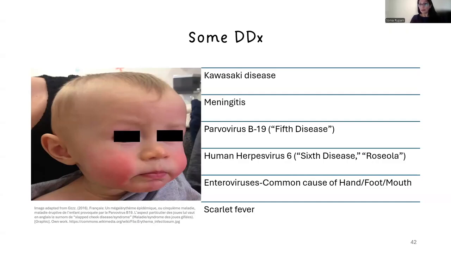It could be hand-foot-mouth disease, or scarlet fever. Again, that causes a rash. They could have pharyngitis. So the differential list could be long. But if we suspect measles based on their history and presentation, then we need to take it seriously and take action.